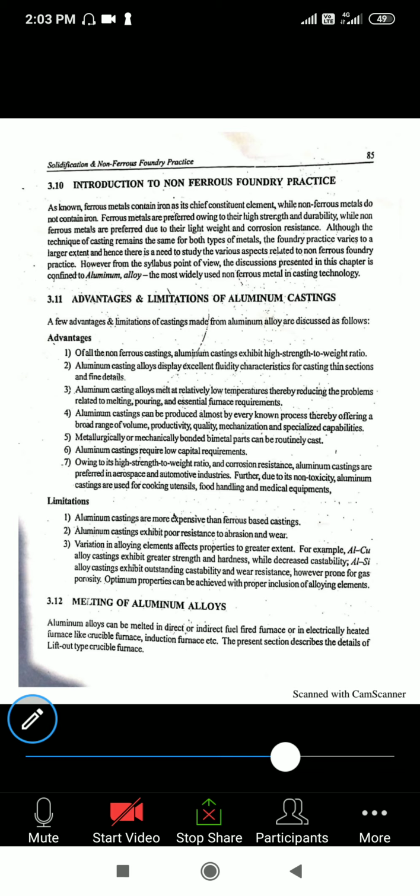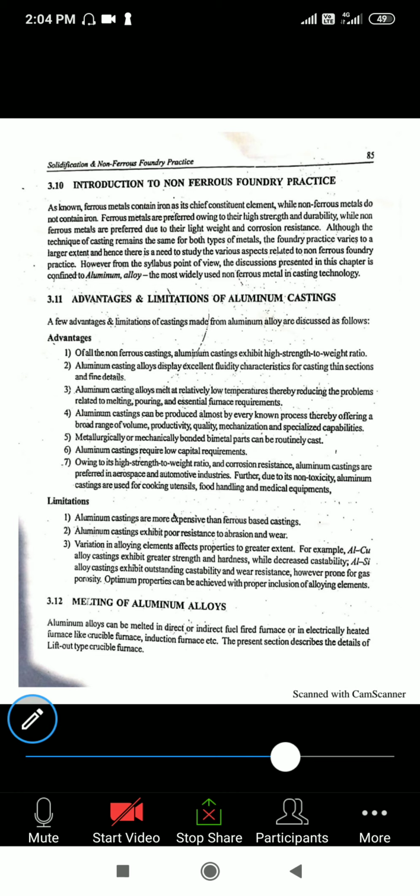Of all the non-ferrous castings, aluminium casting exhibits a high strength-to-weight ratio. So it has good strength relative to its weight. This is an advantage of aluminium casting. Aluminium casting alloys also display excellent flowability for casting sections with fine details. Flowability means the movement of the liquid metal in the mold.